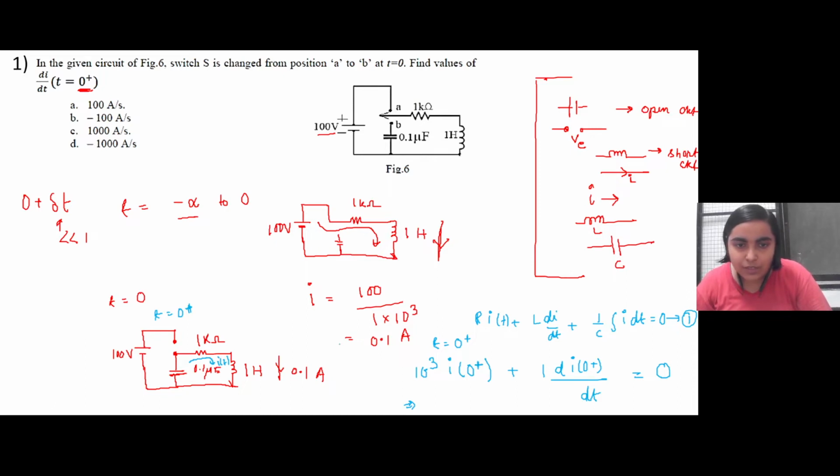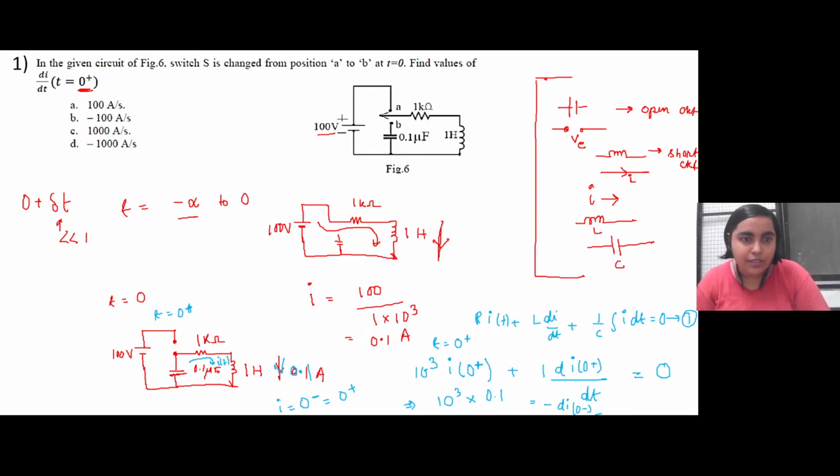What will be this I of 0? Initially 0.1 ampere current was flowing through this inductor. So this is I, let's say before switching, that is 0 minus. As the inductor opposes the change of current, this will also be equal to the current I at 0 plus condition. So I of 0 plus will also be 0.1 ampere. So 10 to the power 3 into 0.1 is equal to, if we take it on the other side, minus di of 0 minus by dt.